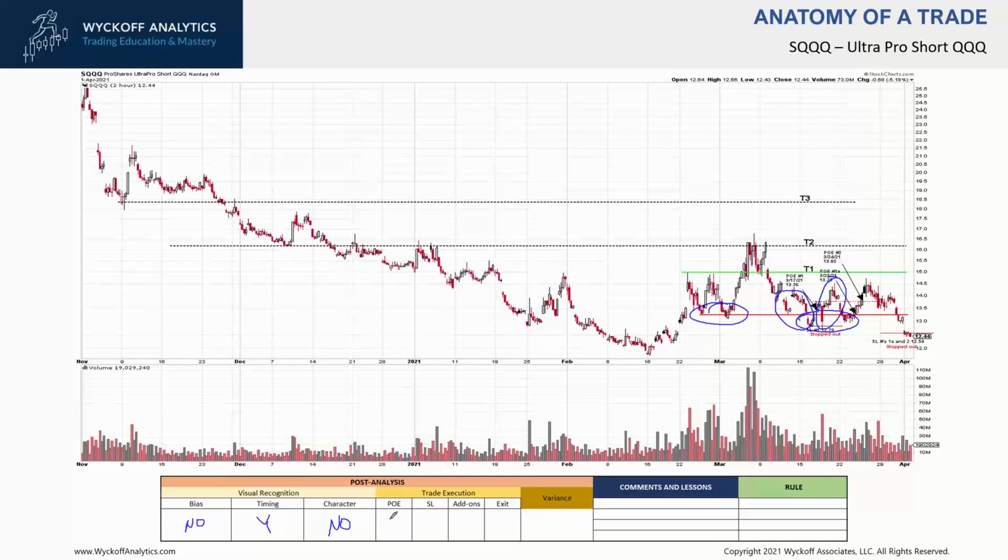Okay. Well, point of entry, I would say probably yes, because we're opening at the support. Stop losses. Probably the first stop loss, 50-50. Could probably be improved. I put the stop loss on, I just didn't have the first one with quite enough breathing space. Add-ons: I did have an add-on, a second add-on. And then the exit. The exit was okay.